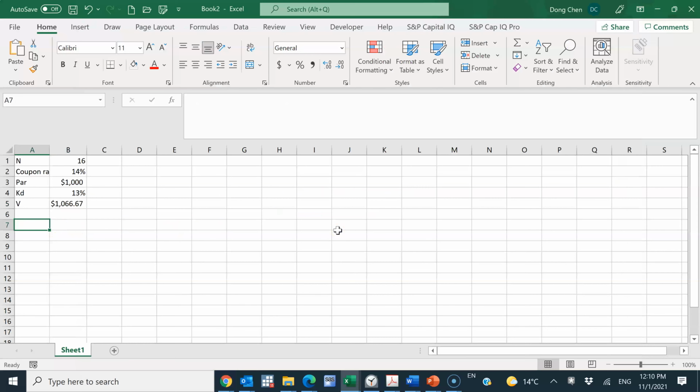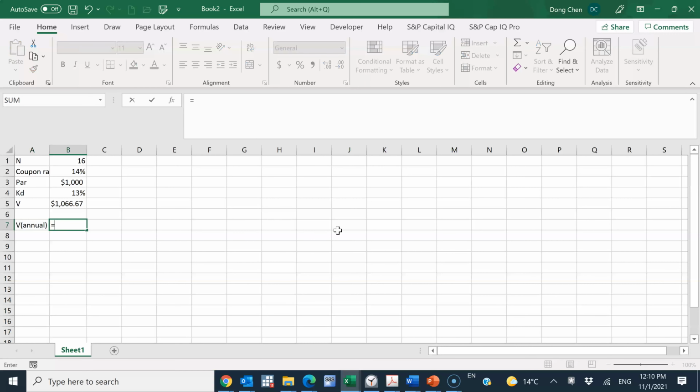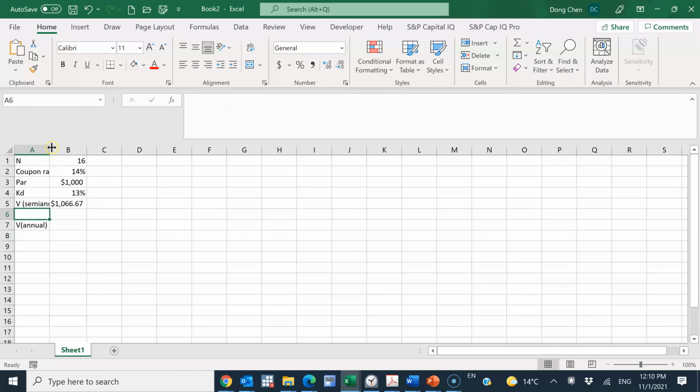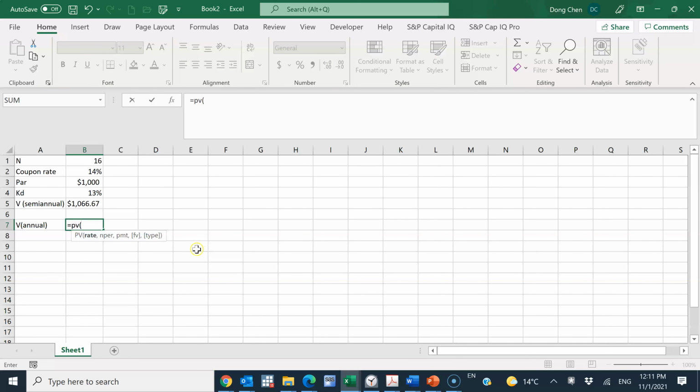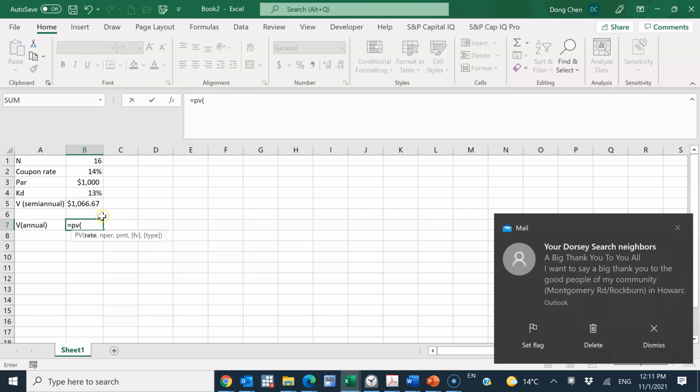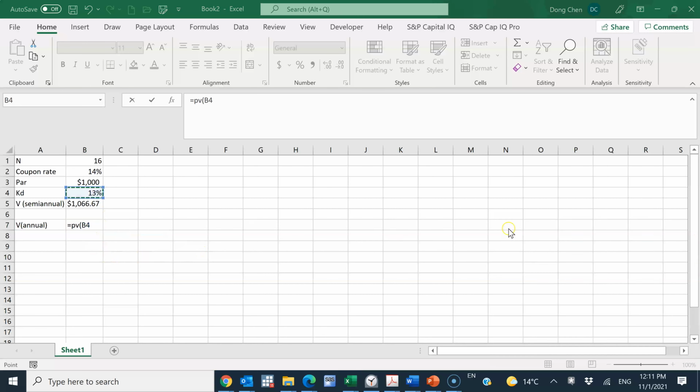So the V now, let me put the annual here, just to differentiate that from the V semi-annual we just calculated. So let me just put a semi-annual here just to separate that. So the calculation is similar. It's just now we don't have to convert all these inputs into semi-annual formats. And the first argument is still the discount rate, so we can directly use this 13%.